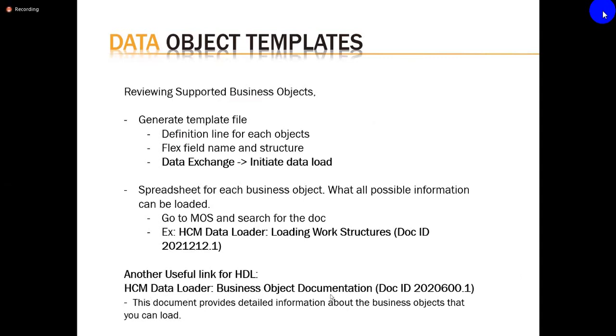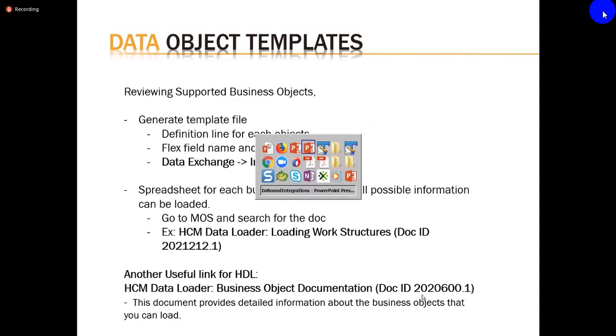And also there's another useful link. Basically here we can get the documentation to load the data of each and every individual business object. If you want to load the job object into the Fusion application, what are the steps to follow? Or if you want to load the user accounts into the Fusion application, what are the steps to follow? For each and every object, they have given documentation in this document ID. You can go through that.